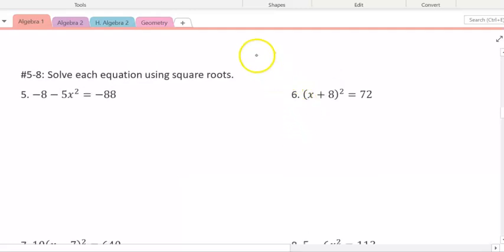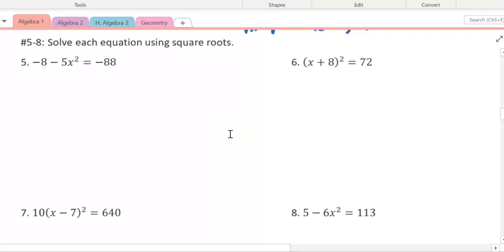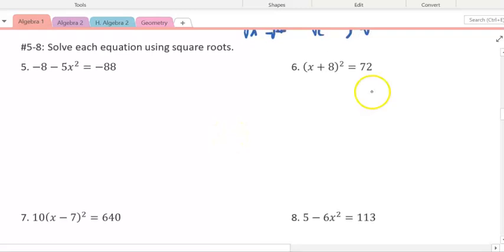So remember that when you're using square roots, you can do it if there's an x squared but no x. So you get x squared equal to a number, and then when you're ready, you square root both sides. Or if you have parentheses squared equal to a number, then you square root both sides. So let's go ahead and do, how about number 6? So the parentheses squared is by itself, so I'm going to square root both sides.